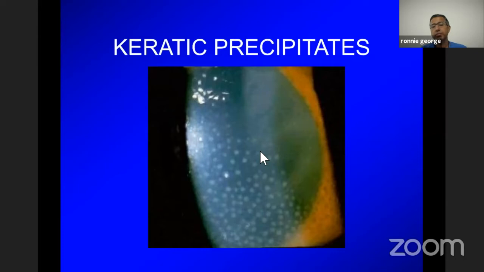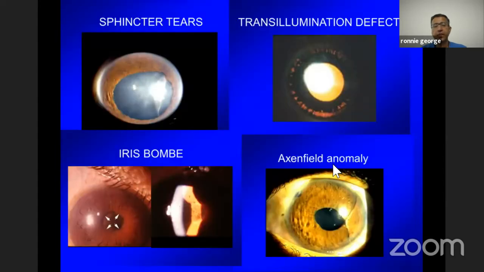Also, look for keratic precipitates. They will not always be this classic. You might just see a few specks here and there. And these are all hints as to what the etiology of this disease is.